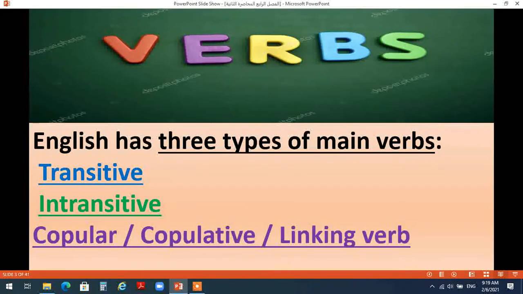We will start with the first sentence element in our lecture for today, which is verbs, and we can say that English has three types of main verbs. These three types of main verbs are transitive, وهو الفعل المتعدي, intransitive, وهو الفعل اللازم, and the other type is called copular or copulative or linking verbs, وهو ما نسميه بالأفعال الرابطة, وسنأتي على شرح كل واحد من هذه الأنواع بالتفصيل.